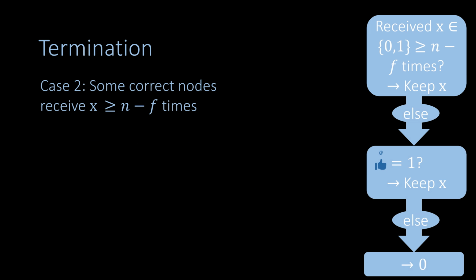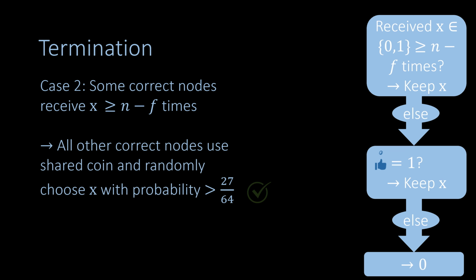What happens if some correct nodes received a value at least n-f times? Note that if it is more than one correct node, they all must have received the same value that many times. The other nodes use the shared coin. The probability that the outcome of the shared coin toss is the same as the value that the other correct nodes hold on to is at least 27/64. If this happens, all correct nodes will have the same value.